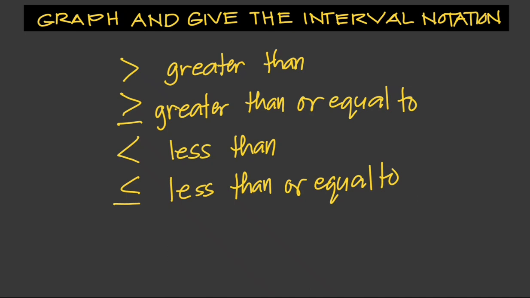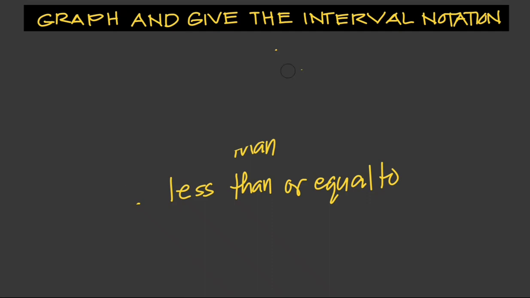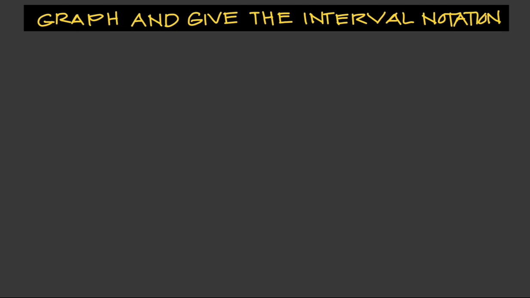So if we have an expression such as x less than 5, this means that our variable x here can be any number smaller than 5, such as it can be 4, 0, -2, or even 4.9999 and so on, as long as it is smaller than 5.